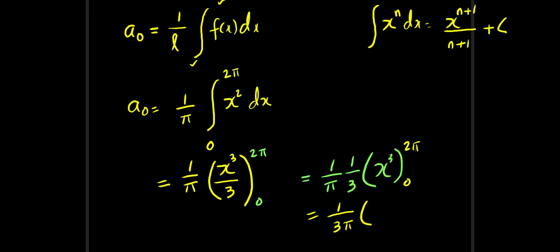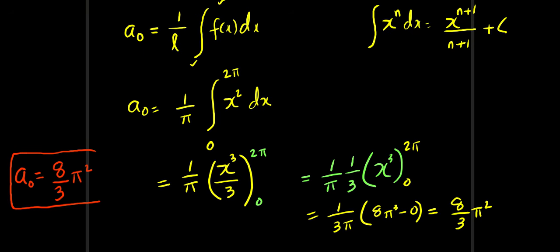Now tell me what happens when you plug in this value. 2 cube pi cube will be 8 pi cube minus 0, and on simplification I get 8 by 3 pi square. So let's note it here. That's one very important value: a naught is equal to 8 by 3 pi square. Please put it in a box.